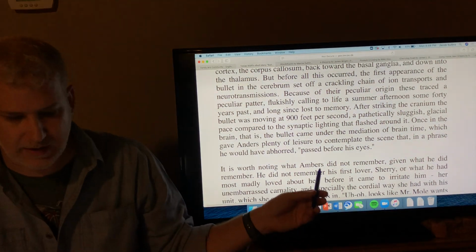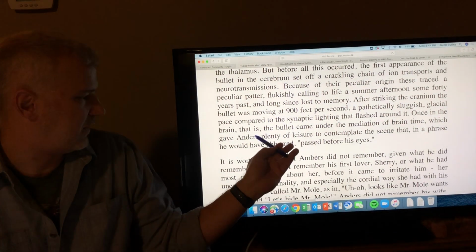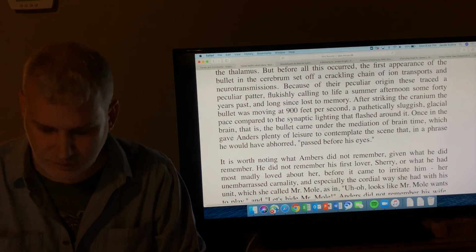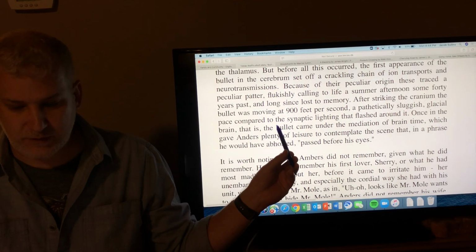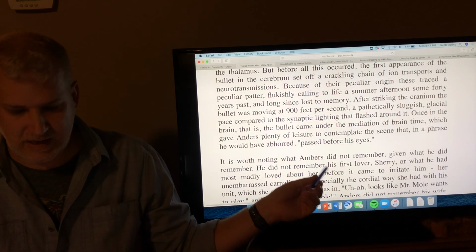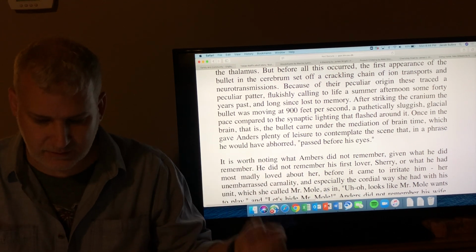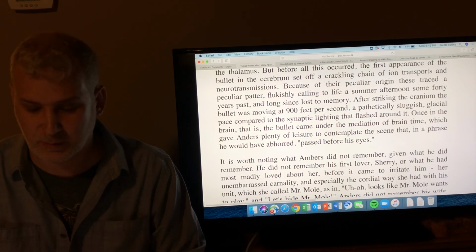After striking the cranium, the bullet was moving at 900 feet per second, a pathetically sluggish glacial pace. So you're still getting these physical descriptions, the bullet moving 900 feet per second. Once in the brain, that is, the bullet came under the mediation of brain time, which gave Anders plenty of leisure to contemplate the scene that, in a phrase he would have abhorred, passed before his eyes.